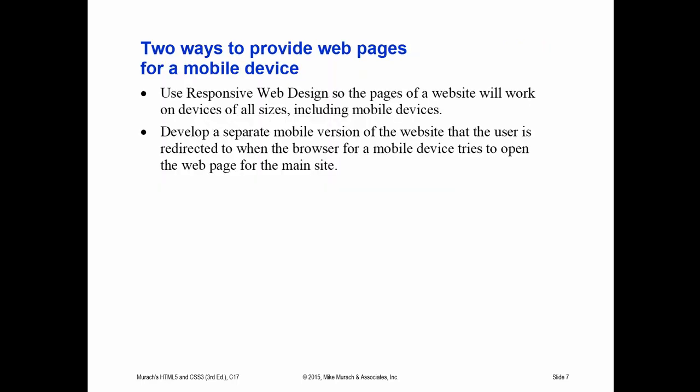So there are two basic ways that you can provide web pages for a mobile device. Number one is what we talked about back in Chapter 8, the use of responsive web design, so that the pages of the website will work on all devices of any size, including mobile devices. That involved a lot of work with media queries, but you could have one site that would handle everything. The second thing you can do is develop a separate mobile version of the website that a user would be redirected to.